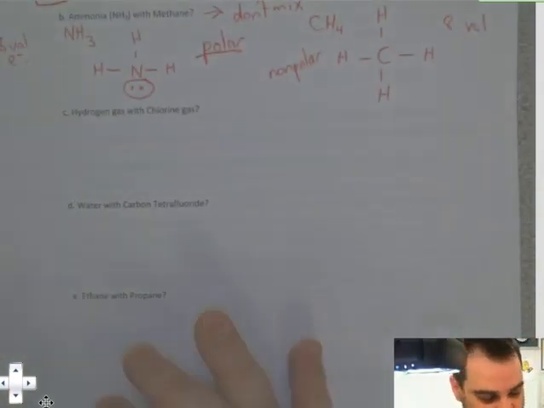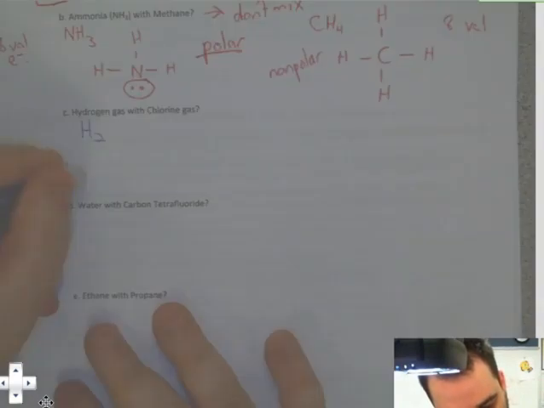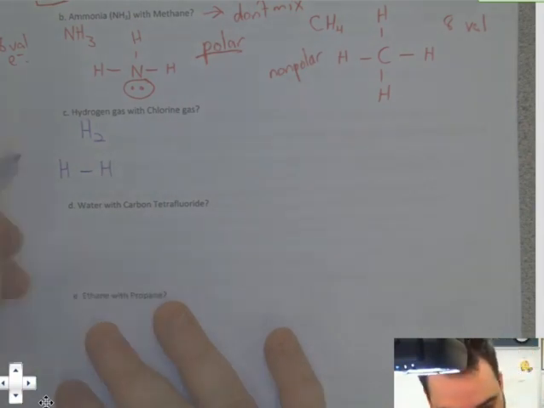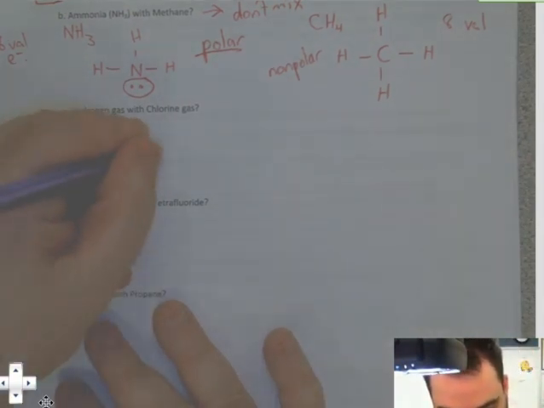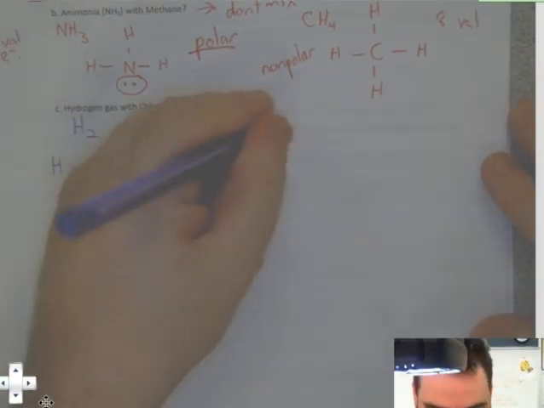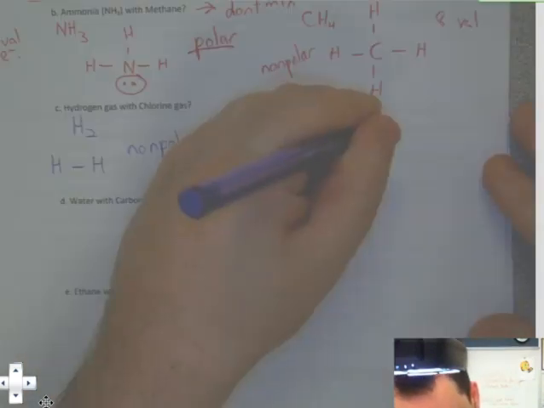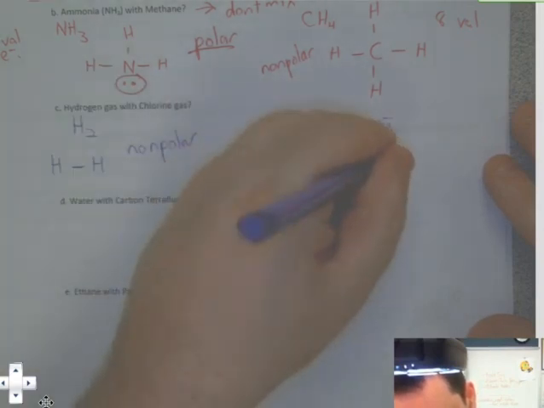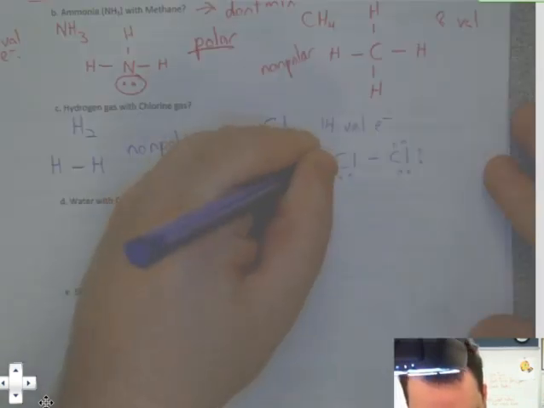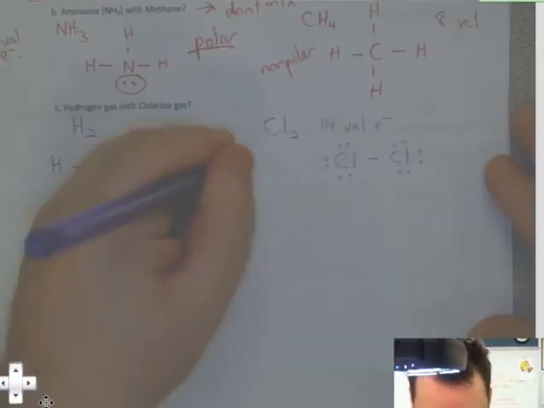Hydrogen gas, hopefully you remember, hydrogen gas is H2, and it's just an H bonded to an H. Those are equal. So this is nonpolar. And then we have chlorine gas, Cl2. This should have 14 valence electrons. Chlorine bonded to a chlorine, and then dots around the chlorine like this. Cl and Cl, this is equal, so that is also nonpolar.